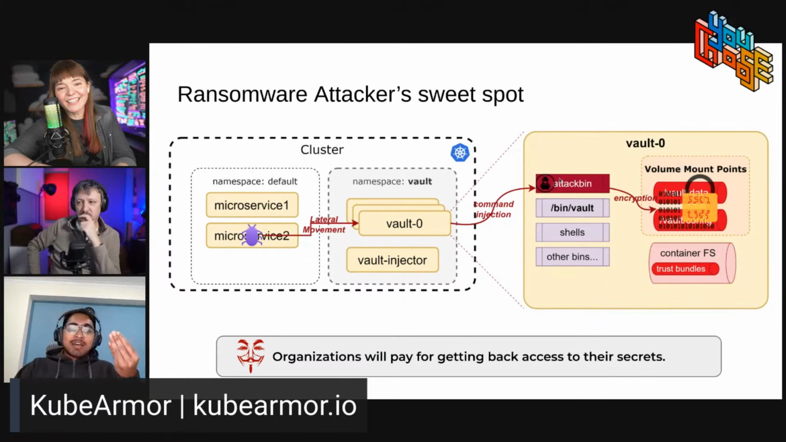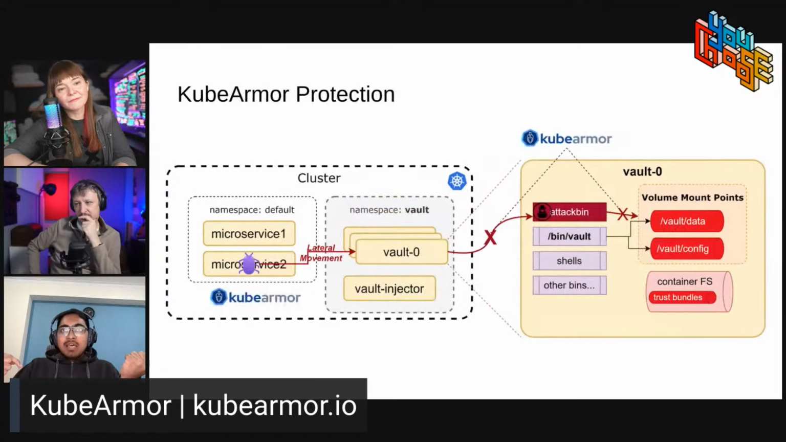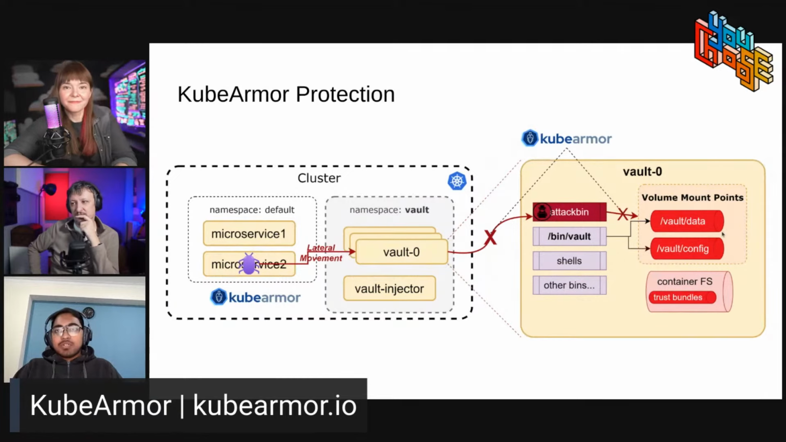But what if the attacker goes ahead and adds an encryption layer on top of that? You are now not able to access secrets yourself, and you are pushed out of your organization. Now you will need to pay ransom to gain access back to it. That's where KubeArmor shines. You can create a zero trust policy such that anything outside of Vault is not able to access these mount points.